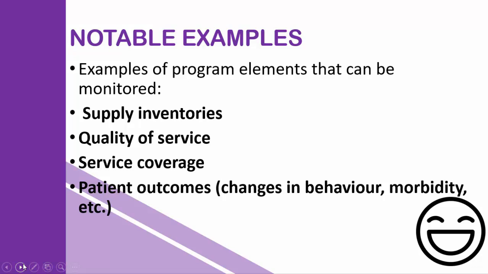So there are so many examples when you go around the world of what is actually being monitored. Supply inventories, like I talked about. If you are supplying, let's say, quality seed to community members so that they can grow their crops, what are the processes? Have the processes been handled the right way? Did the right quantity of seed reach the communities? What was the quality of service?